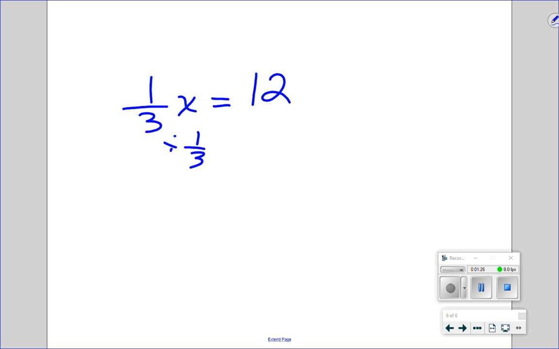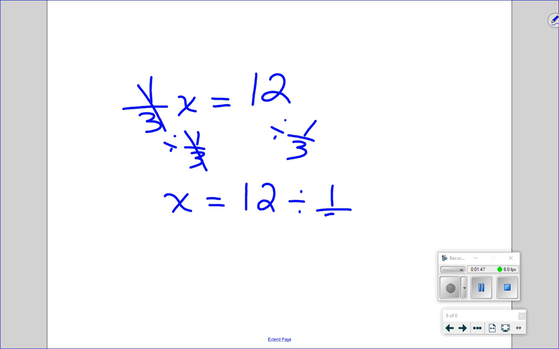So we're still doing the opposite operation. This means 1/3 times x, so I'm going to divide both sides by 1/3. And I'm going to rewrite that. So when you have 1/3 divided by 1/3, they cancel out on the left side. And what I have on the right side is 12 divided by 1/3.